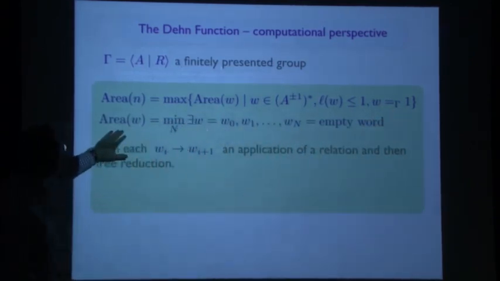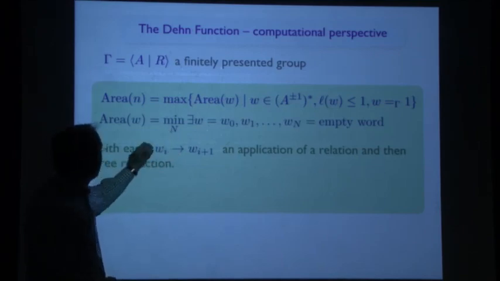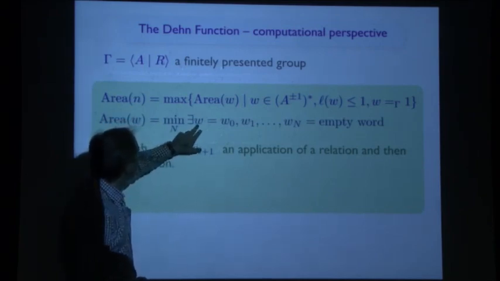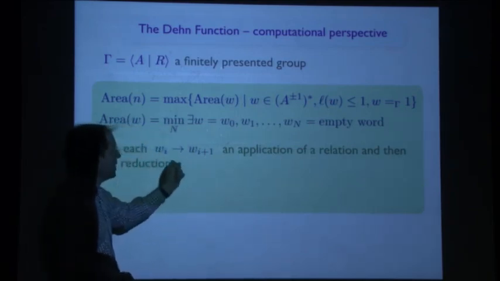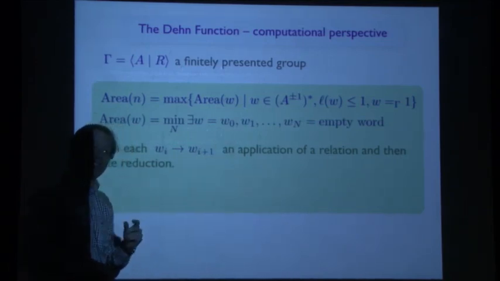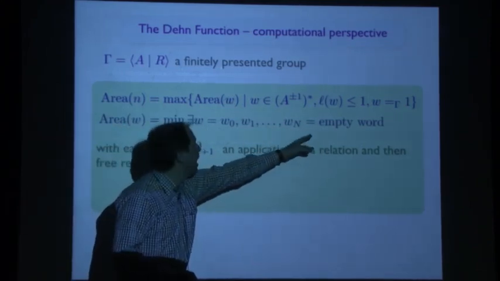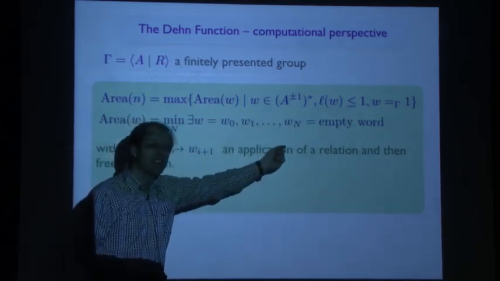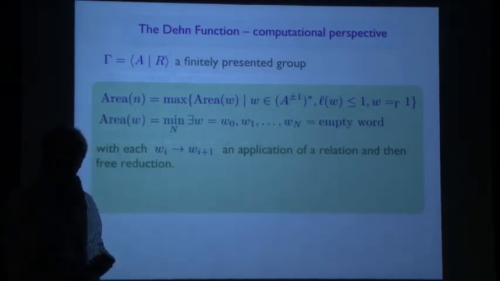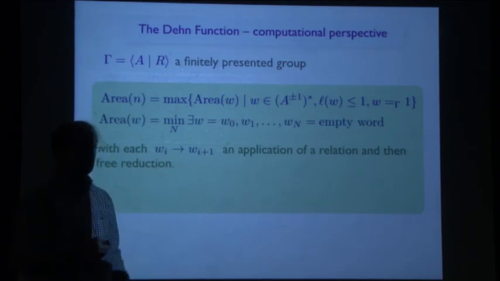And what we mean by that is, well, first I'm going to give you this in a number of senses, but first in a computational sense. It's the minimum capital N such that you can convert your word W to the empty word through N steps, each one of which just uses a defining relation. So there's a sequence starting with W, ending up at W_N, which is the empty word, and you go from one thing to the next in the sequence by applying a relation, and then you can also do some free reduction if you like. Free reduction just means cancelling away inverse pairs of letters. And those do not count towards the N.